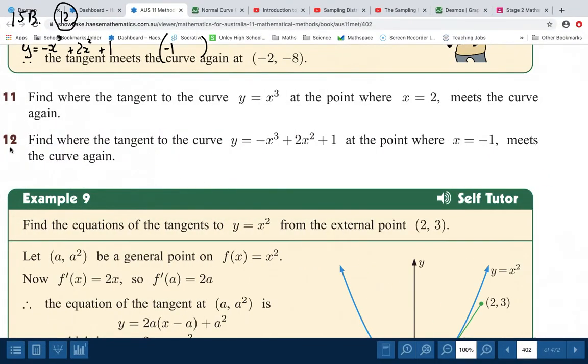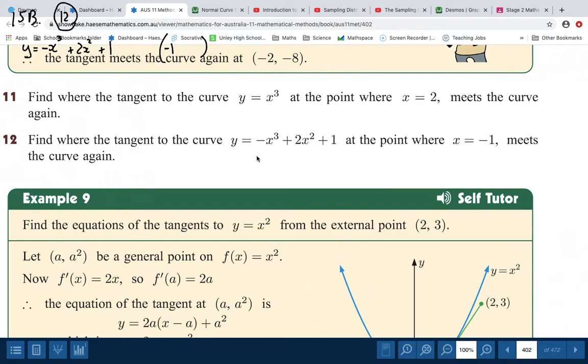Okay, so we're looking at 15b, question 12. Find where the tangent to the curve y equals minus x cubed plus 2x squared plus 1 at the point x equals minus 1 meets the curve again. So there's some tangent which will have a straight line equation, and it meets this curve where x equals minus 1, right?